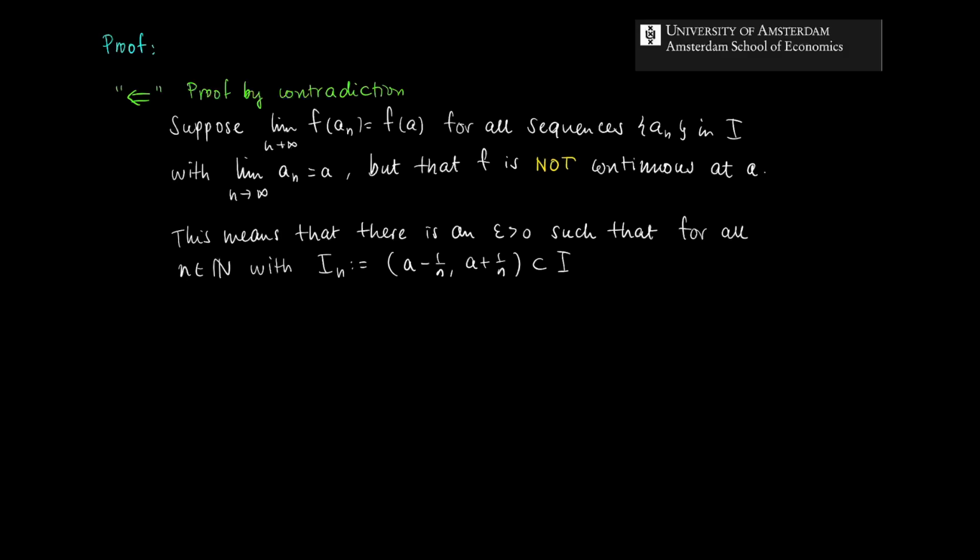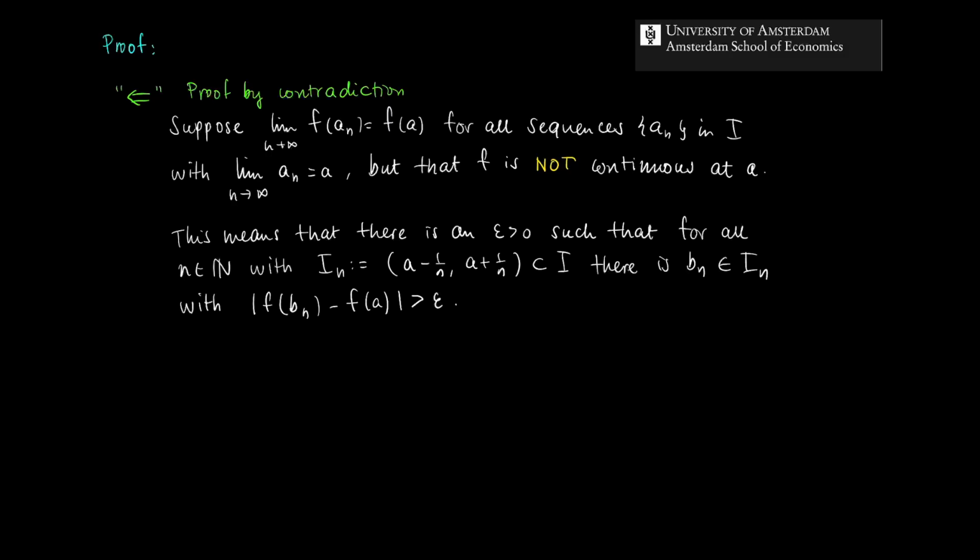But the fact is, on each of these intervals I_n, I'm able to choose an element in this set for which the difference between f(b_n) and f(a) is larger than epsilon. If I could not find such an epsilon, then this would mean that f is continuous. But now I assume that f is not continuous. So in any of those intervals I_n, I can pick a b_n such that the difference of the function values f(b_n) and f(a) is in absolute value larger than epsilon.